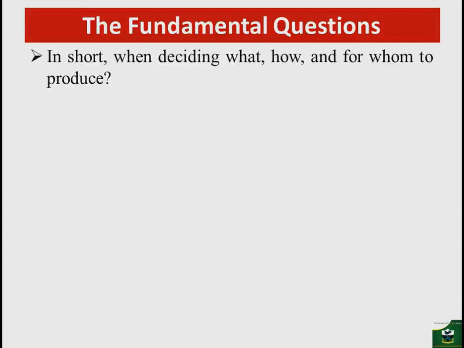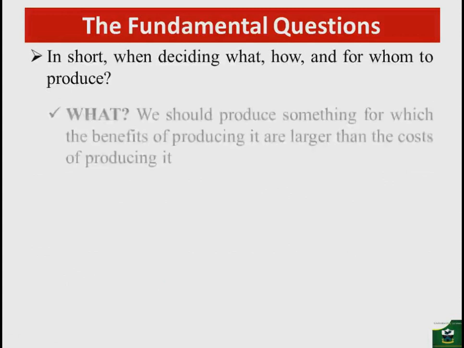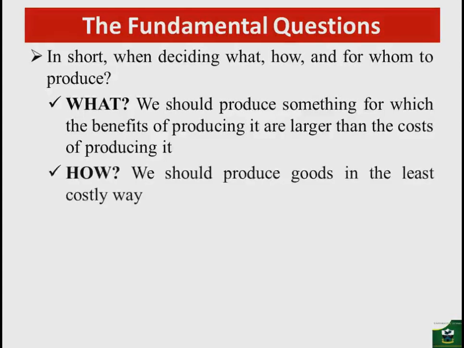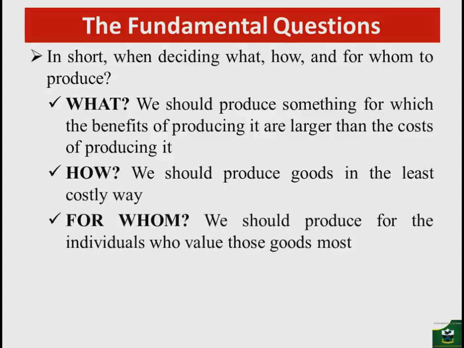Okay, so let's summarize. So in short, when deciding what, how, and for whom to produce, the what question, we should produce something for which the benefits of producing it are larger than the costs of producing it. So we look at the cost benefit analysis. If the costs are more, it means we should not produce it. But if the benefits are more, it means it's a viable decision to produce such an item. The how question, we should produce goods in the least cost way. So we should be efficient in our production.